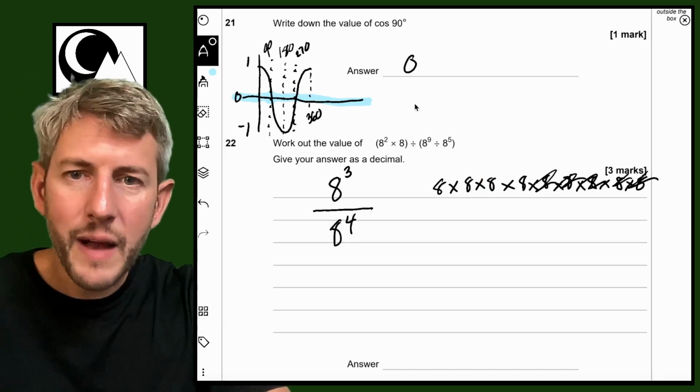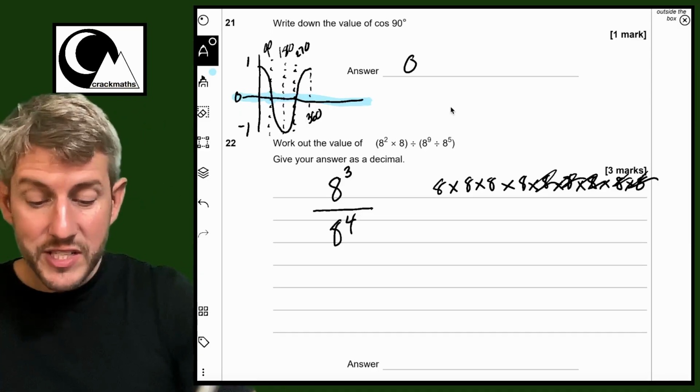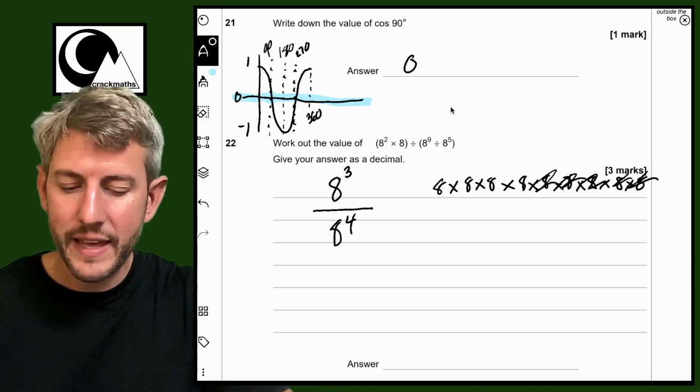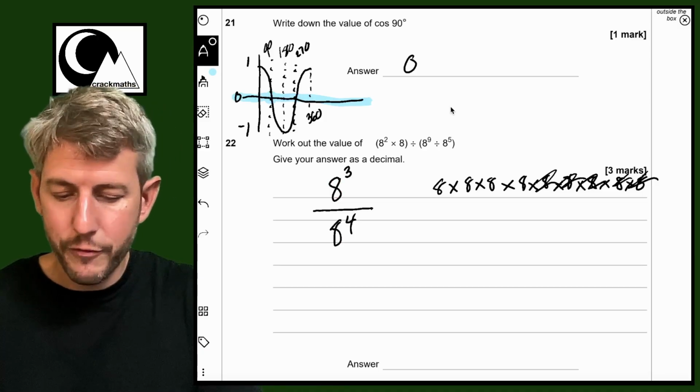Now what we've got here is 8 to the power of 3 divided by 8 to the power of 4. Well, actually we can do some more cancelling here, because this is 8 times itself 3 times divided by 8 times itself 4 times.